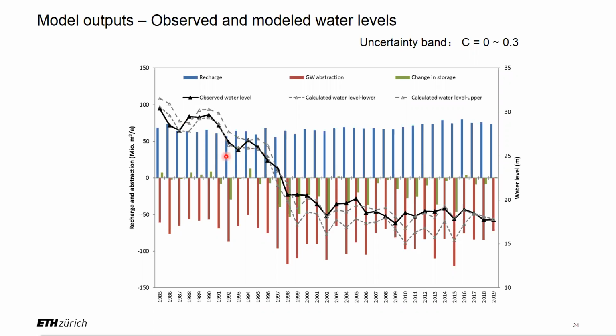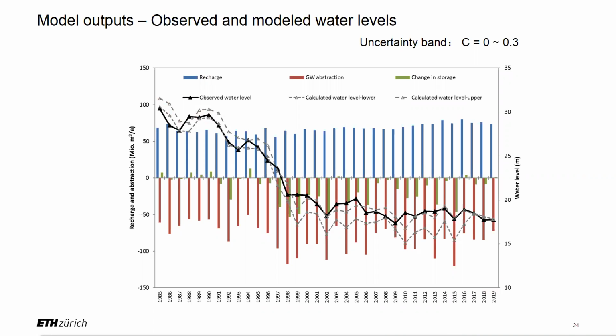There is another possibility for this closeness to the C equals 0 line, because in history, there was still some diesel pump use before the 1990s. So if we only estimate groundwater abstraction using electricity, there can be some underestimation that leads to the underestimation in pumping and thus overestimation in water level.